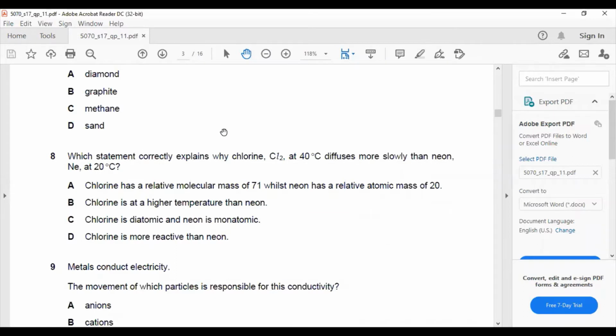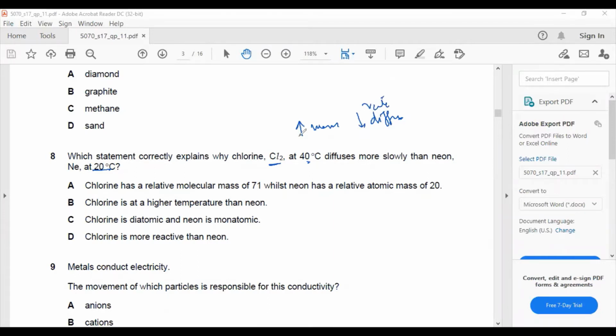Which statement correctly explains why chlorine at 40 degrees diffuses more slowly than neon at 20 degrees? It means at high temperature it should diffuse faster, but it's diffusing slower. It diffuses slowly. It means it has a high relative molecular mass, because the greater the mass, the slower the rate of diffusion.